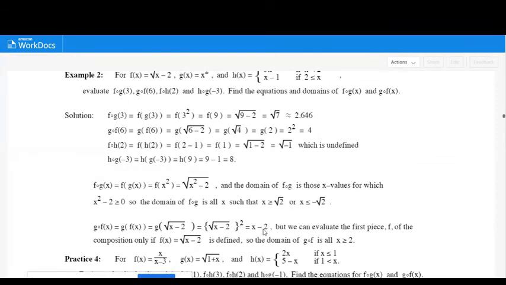So x minus 2. Now, to find the domain, dun pa rin tayo balik sa square root. Kasi dapat yung square root na to, dapat hindi siya maging negative. So the domain of our g of x is all x greater than or equal to 2. So dapat yan siya.